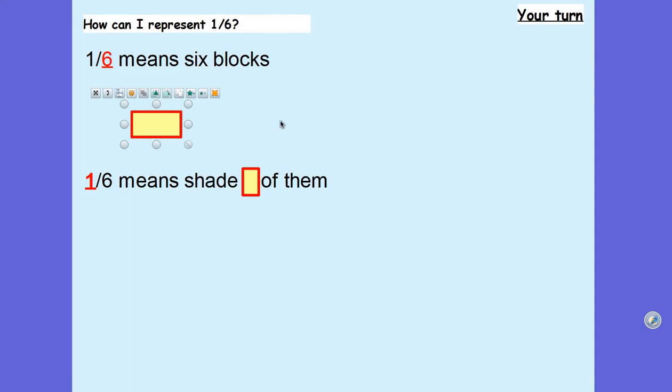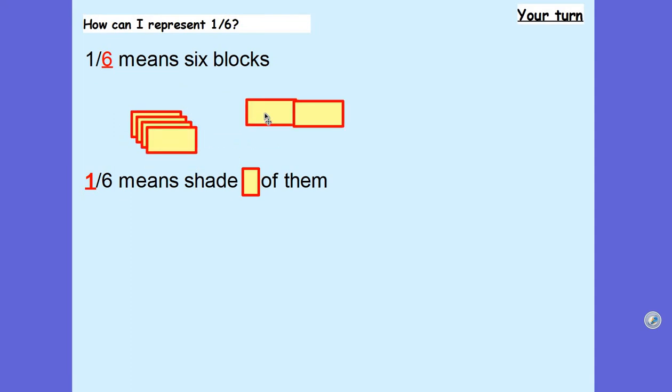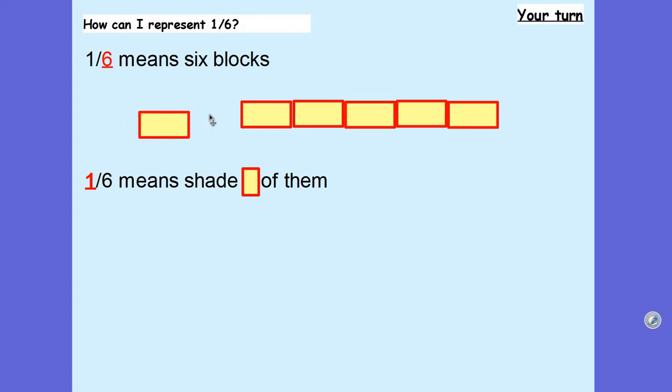I'm going to copy and paste this block. There they are. 4, 5, 6. And if I've got 1/6, my numerator is 1, so once again, I just need to shade in 1 of those blocks. There it is. All the others stay empty. So that would have been 1/6.